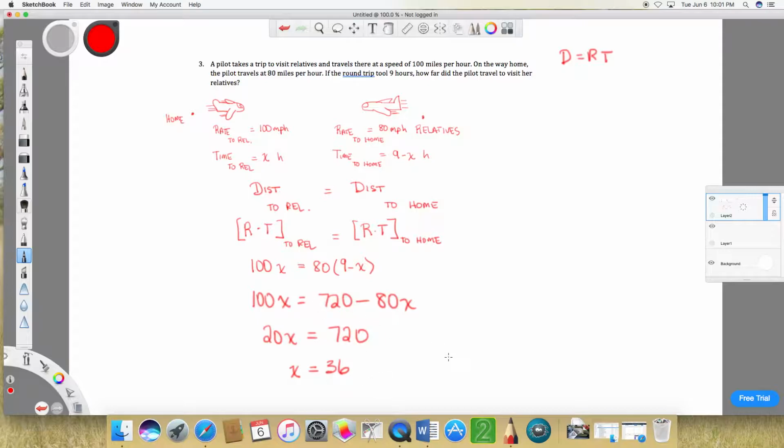Now, 36, boy, does not make sense at all. Right. Mess up. What? Huh. Well, x represented the length of time. That can't be right, because the total trip was only 9 hours. So how could it take 36 hours to get there? Distance is equal to rate times time.